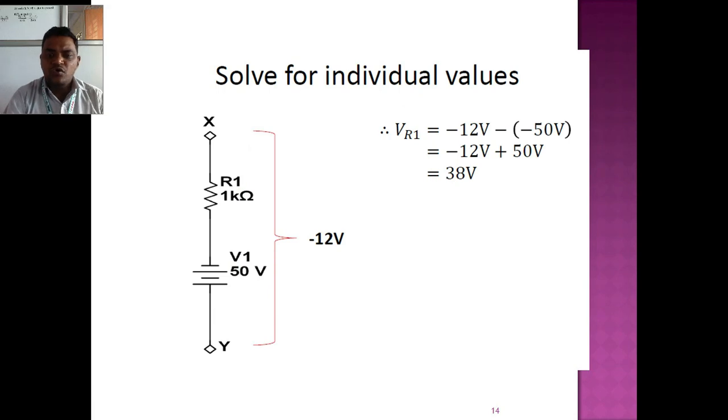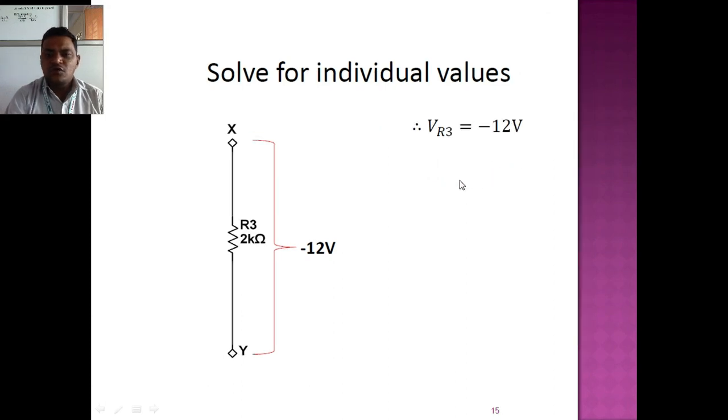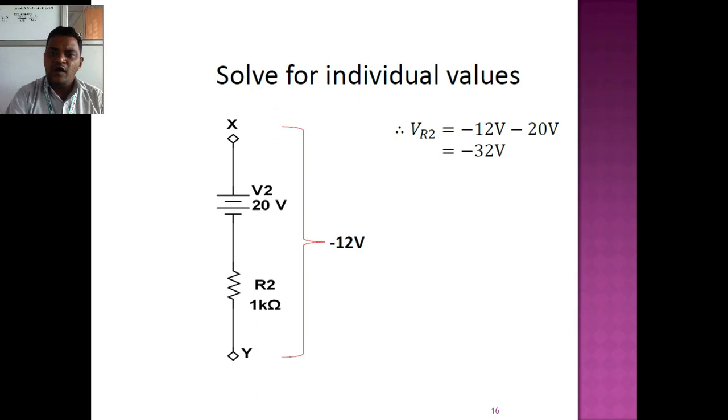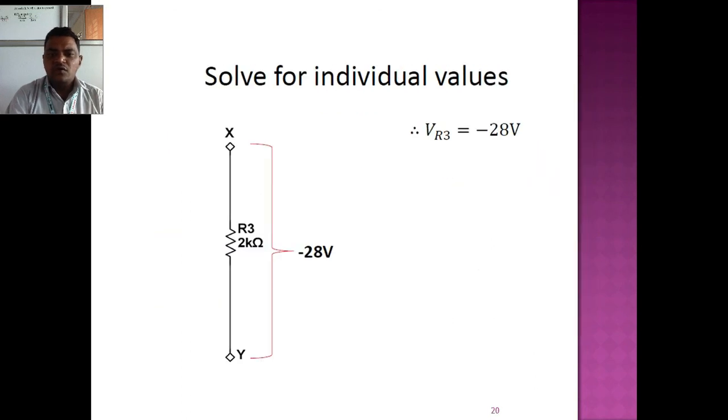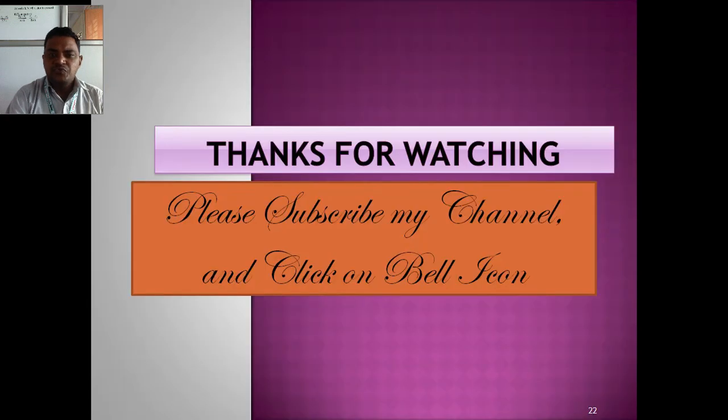So to solve for the individual values, V of R1 is equal to minus 12 volt. V of XY we calculated already, it is minus 12 volt. So V of R1 is equal to minus 12 minus minus 50, that is, minus 12 plus 50, which is equal to 38 volt. Similarly V of R2 we have calculated: minus 12 minus 20, which is equal to minus 30 volt. So with the help of these examples we have calculated the individual values for this circuitry.